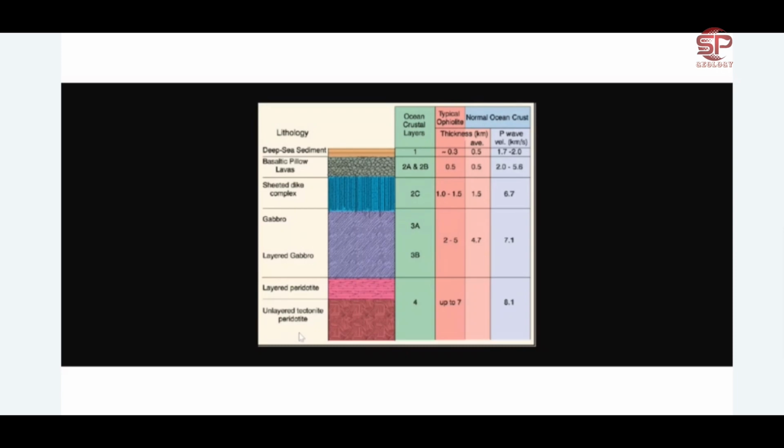This is an ophiolite sequence that consists of peridotite, then layered peridotite, then layered gabbro, then gabbro, then sheeted dike complex, then basaltic pillow lava, then deep sea sediments. They are named like this: layer 1, layer 2A, 2B, 2C, then layer 3, layer 4. So layer 2 is divided into 3 parts, 2A, 2B, 2C, then layer 3 is divided into 2 parts, 3A, 3B, then there is layer 4.